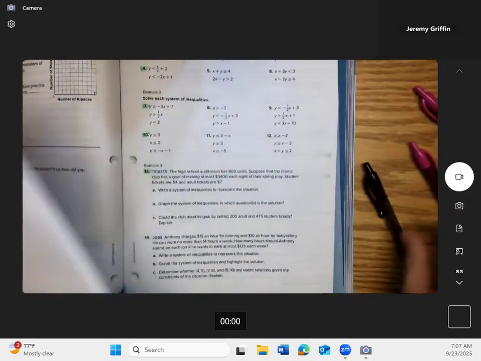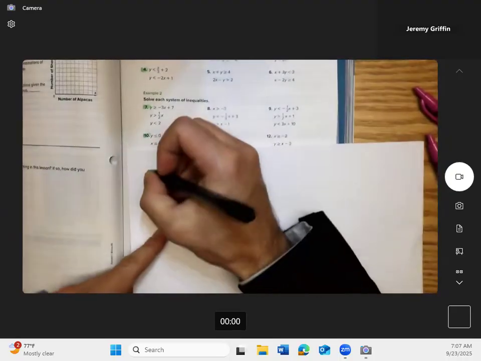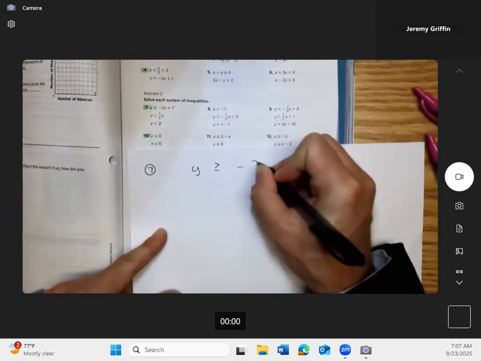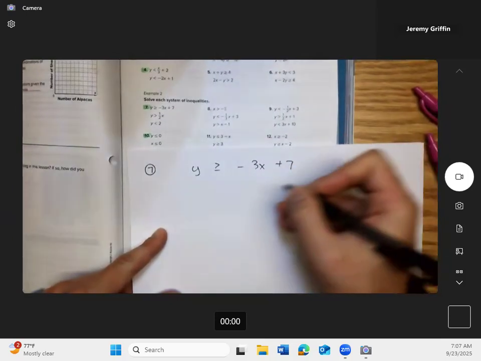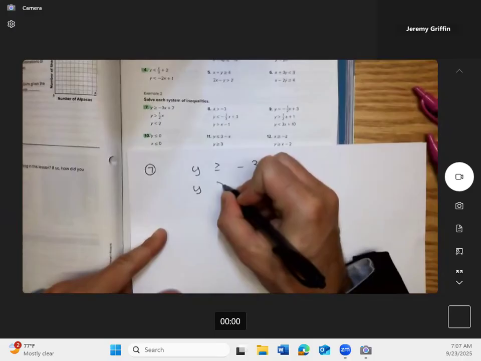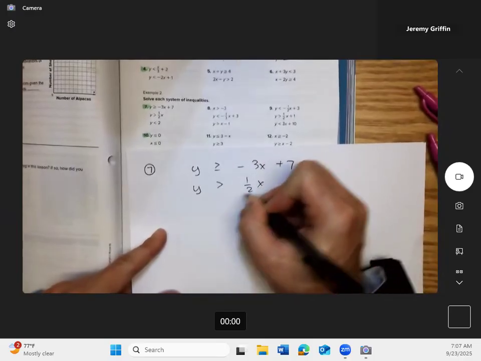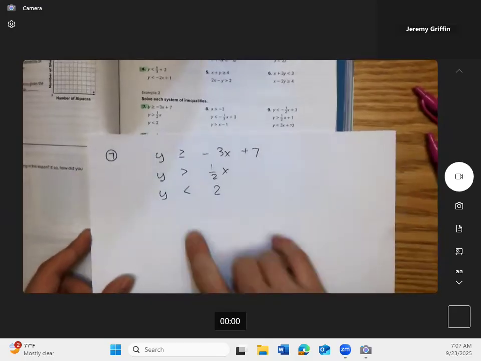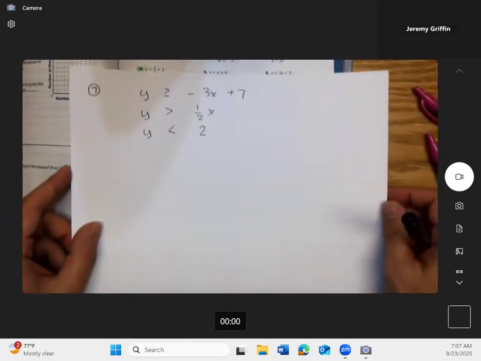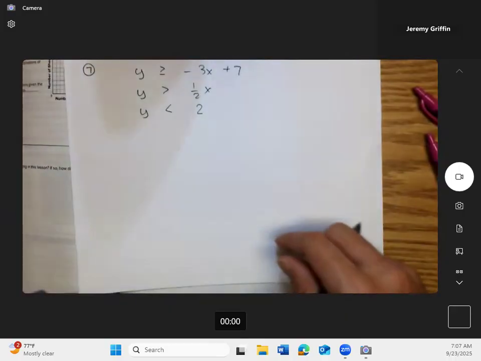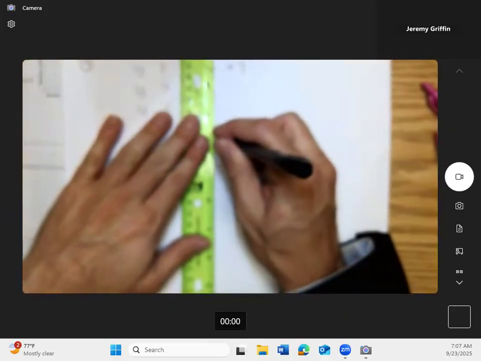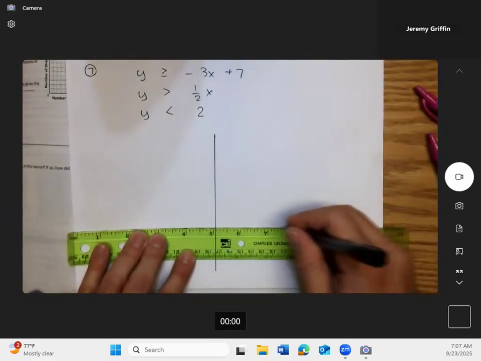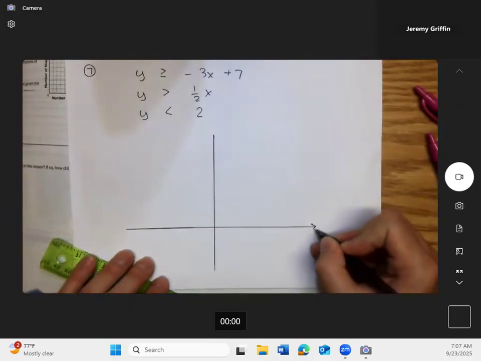Okay, number 7. Ooh, system of inequalities. But now there are 3 inequalities set up. Ooh, 3. So y is greater than or equal to negative 3x plus 7. We got y is strictly greater than one half x, and y is strictly less than 2, which would be a horizontal line, wouldn't it? Or that last one would. Okay. All right, so let's see. Okay, we got plus 7 there. I think this space should work.